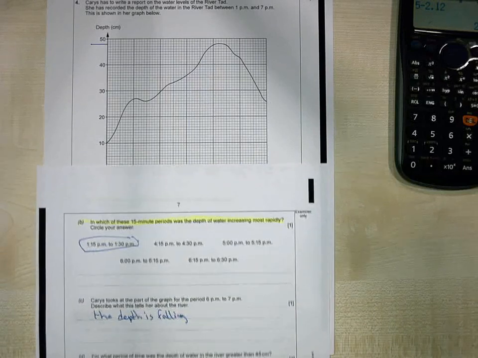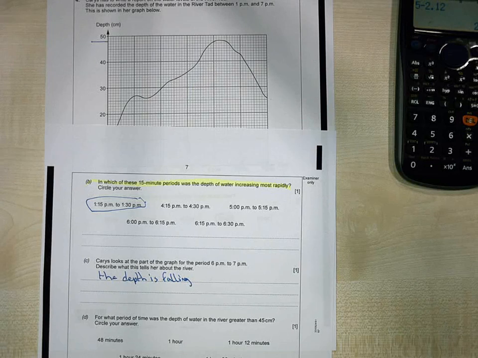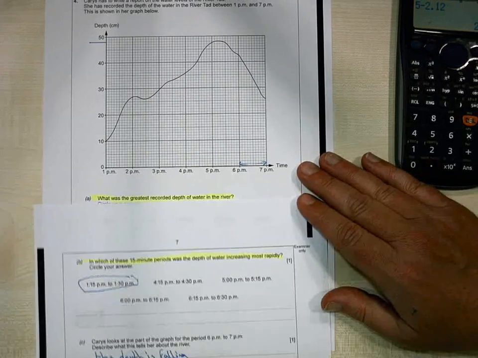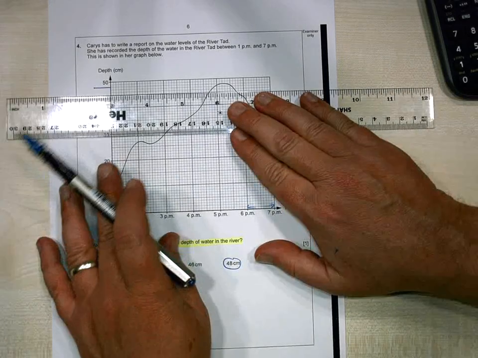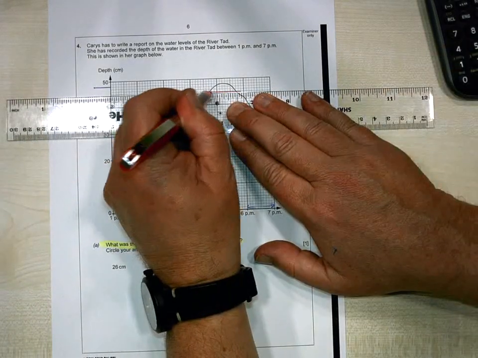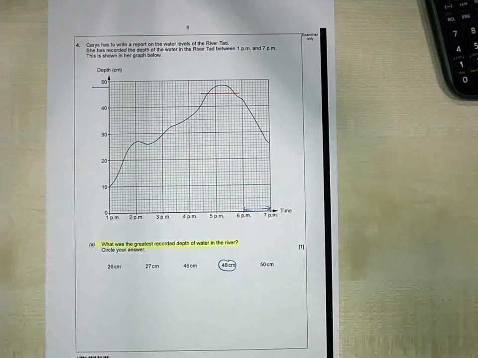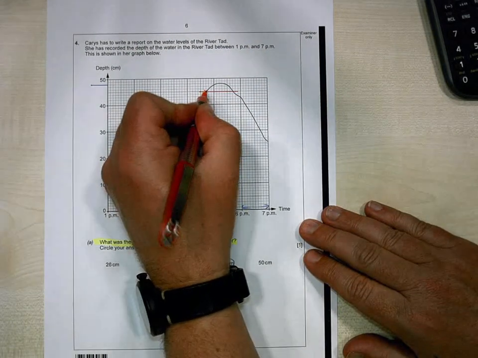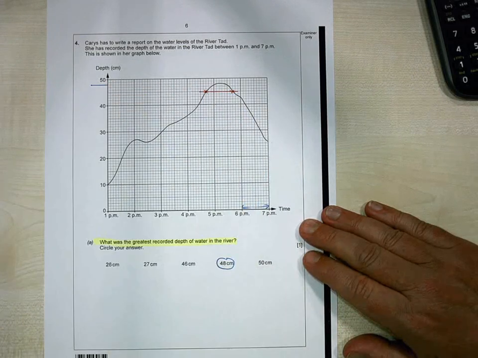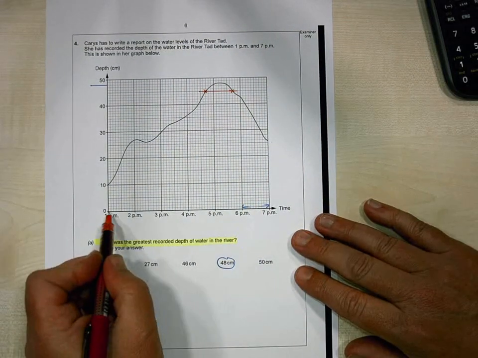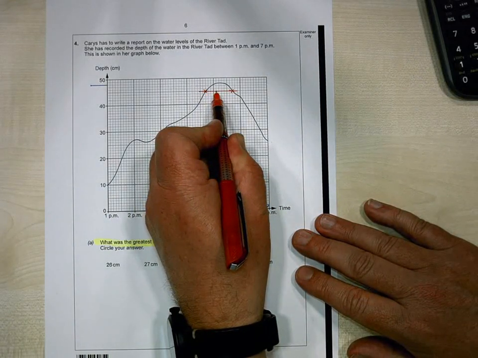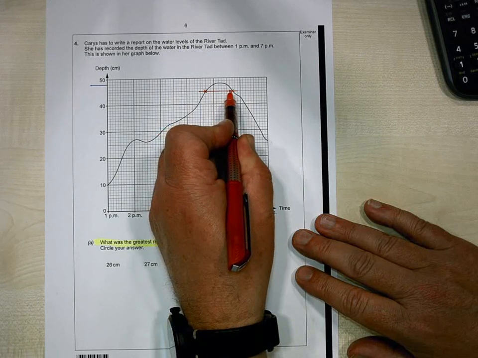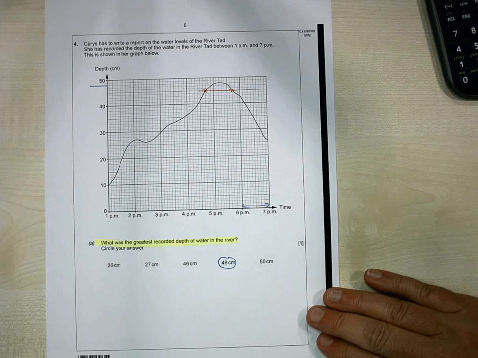And finally, part D, for what period of time was the depth of the water greater than 45 centimeters? So if we go back to the graph and look at 45 centimeters, we want to know how much time there is between that point and that point. Now there are 10 squares in an hour, and we've got there 1, 2, 3, 4, 5, 6, 7, 8, 9, 10 squares. So it's an hour.